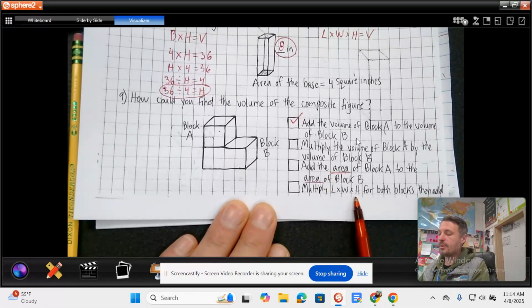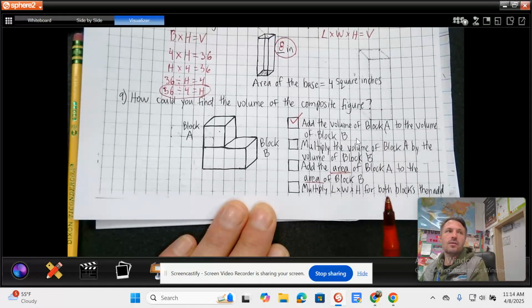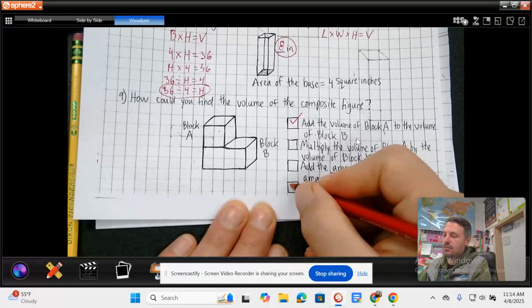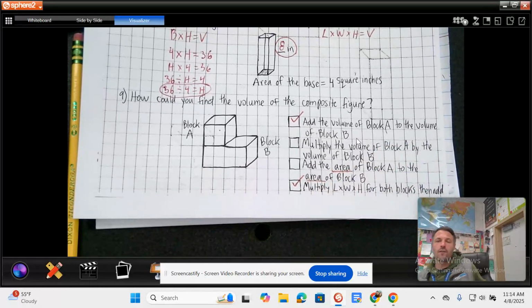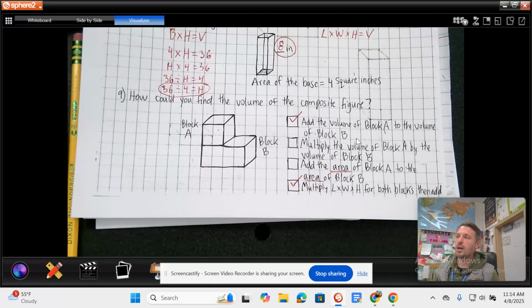Multiply length times width times height for both blocks and then add. Is that the same as saying add the volume of block A to the volume of block B? Yeah, it is. Multiply length, width, and height, that's how you find the volume for both blocks and then add. So that means the same thing as find the volume of both blocks and then add those separate volumes together. So that one would give you the volume for the entire composite figure.